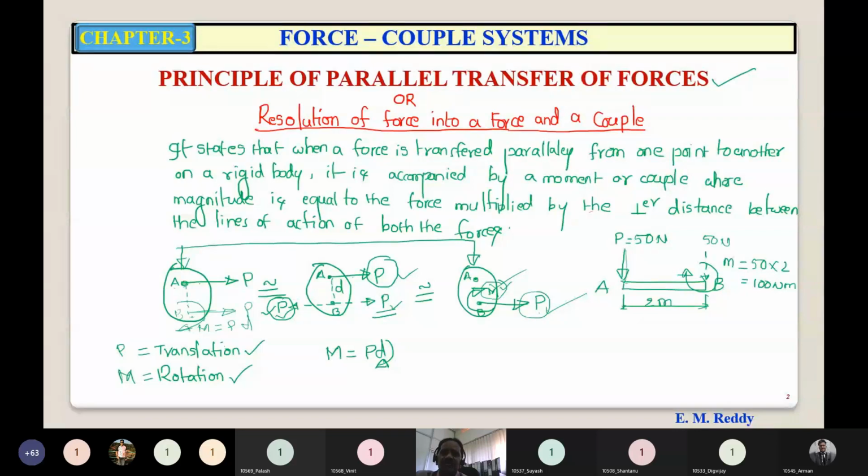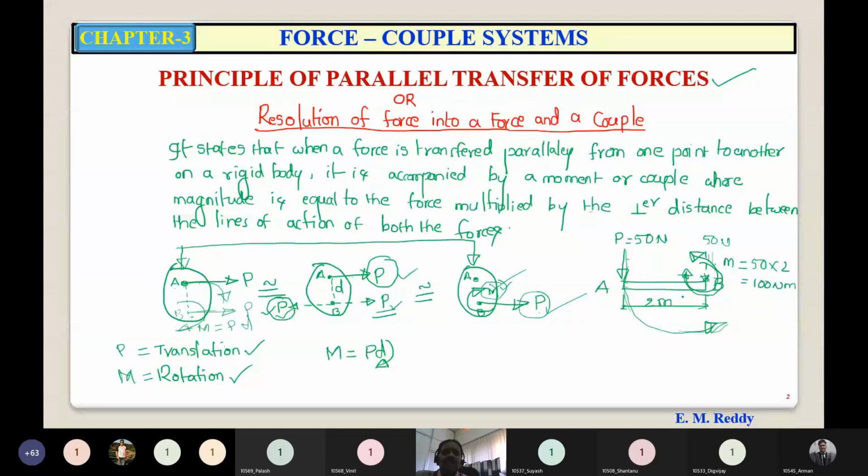When a force is transferred from one point to another point parallelly, that force is accompanied by a couple whose magnitude is that force into perpendicular distance. But here, what is the sense of the couple? It should be anti-clockwise. Point to be noted, because this P is forming anti-clockwise rotation about point B. So this sense of the moment is anti-clockwise. Whereas here, when you are transferring this P from A to B, it is forming clockwise couple. But here, when you are transferring from A to B, it is forming anti-clockwise sense. Understood?